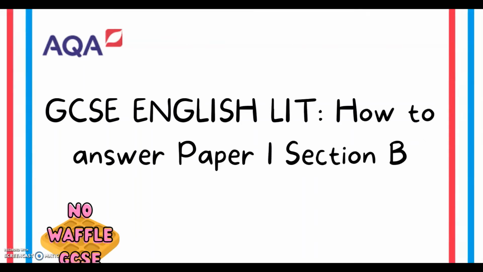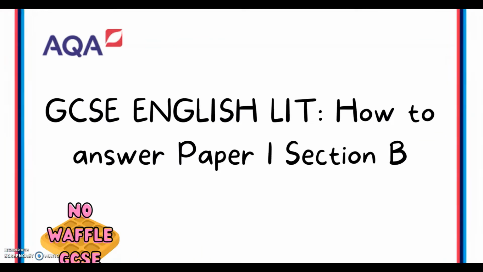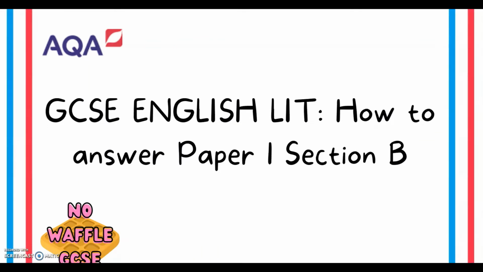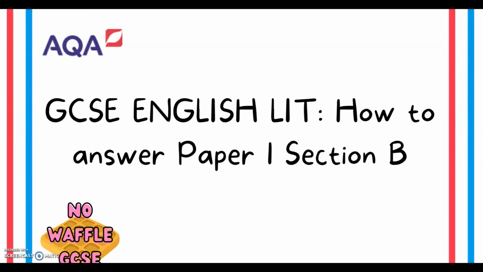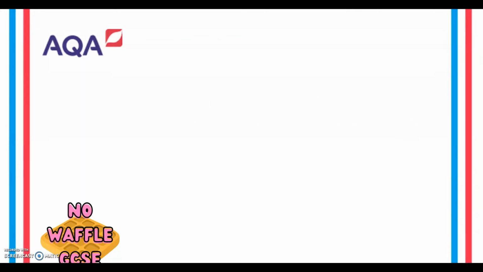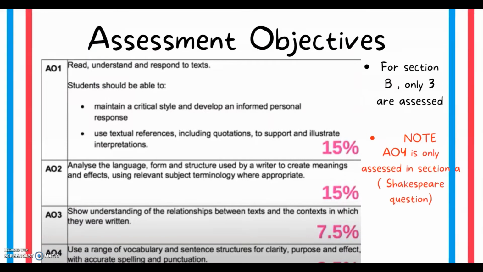Today we're going to be looking at how to answer Paper 1, Section B of GCSE English Literature. There are timestamps in the description box below if you want to navigate your way through the video, but let's get on. So firstly, you need to look at assessment objectives.